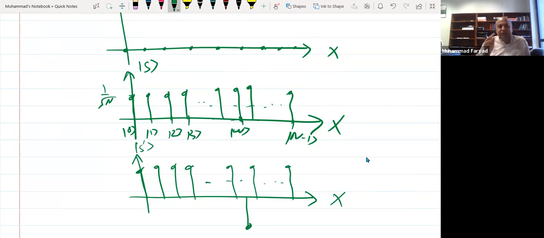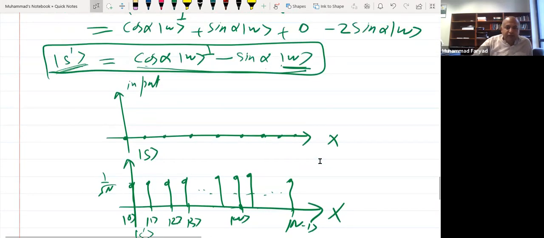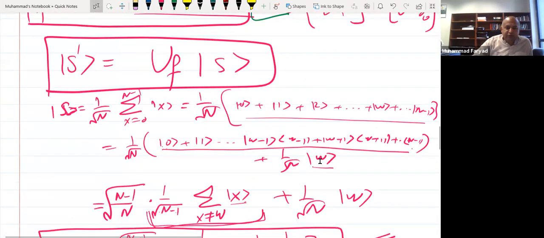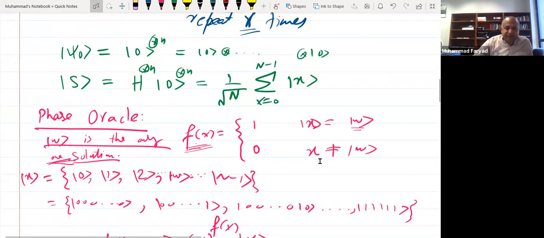So this is what the Grover phase oracle did: it marked this solution of the search space by inverting its amplitude. Okay, any question on this visualization? If not, let me go back to the algorithm again here.